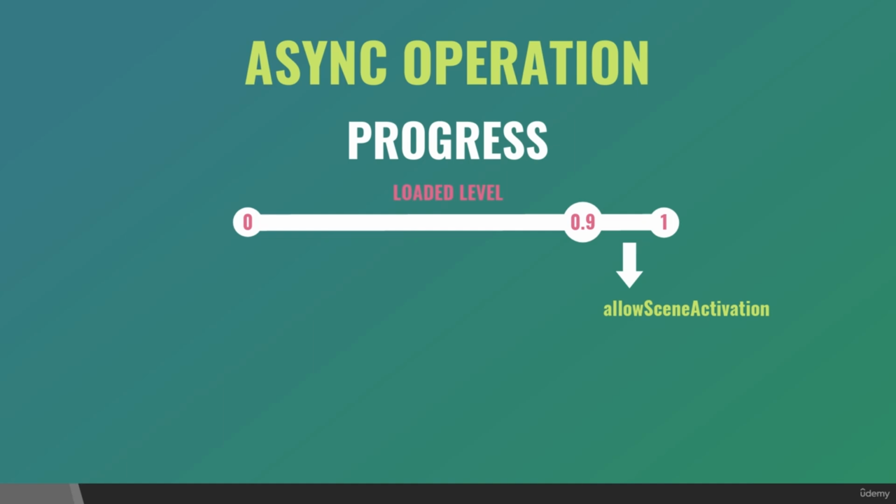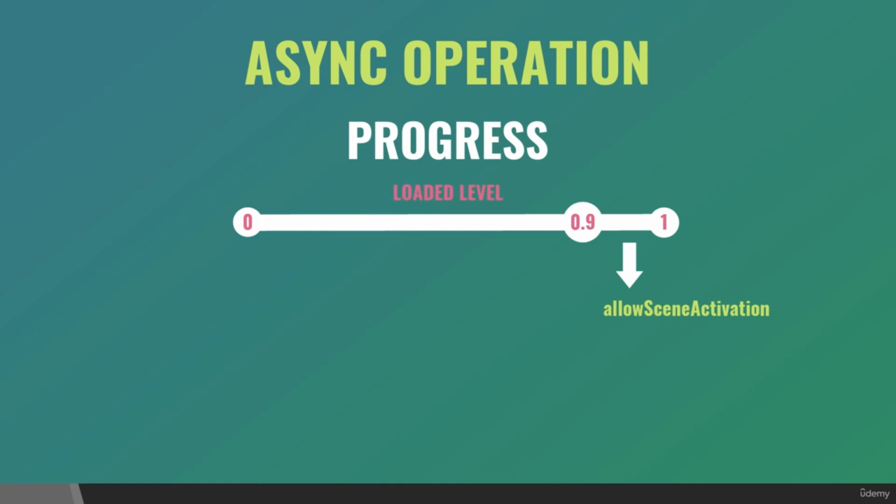We can control that variable and if we set it to false, even if the next level is fully loaded in the background, the progress value can't get over 0.9 and we can't go to the next level. When we set this variable to true and the level is fully loaded, then the value is 1 and we can go to a new level.